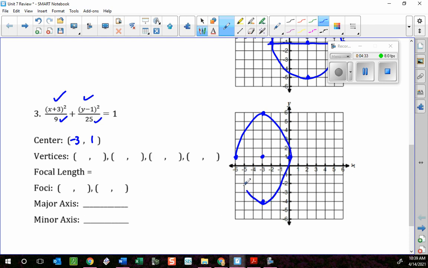So it's longer, going up and down. This is the major axis right here. So the major axis is at x equals negative 3.